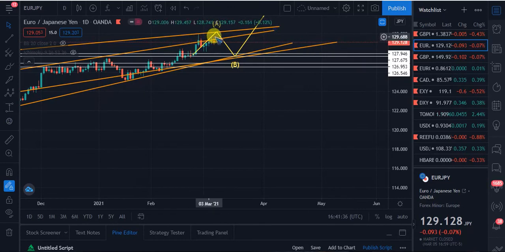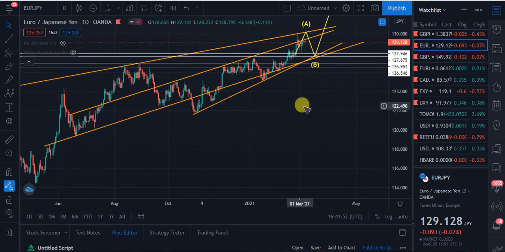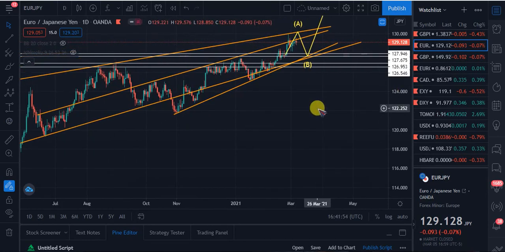But if a particular candle can break this trend line, it's possible. The probability is very high for you to get a bounce back from this trend line and it takes this point B before returning up. So that's what I'm expecting of these currency pairs this coming week.